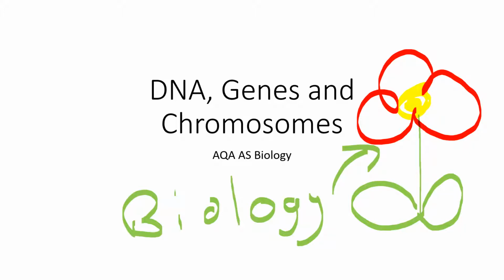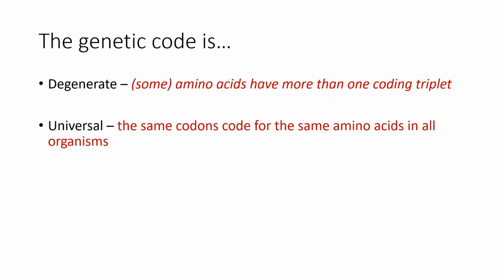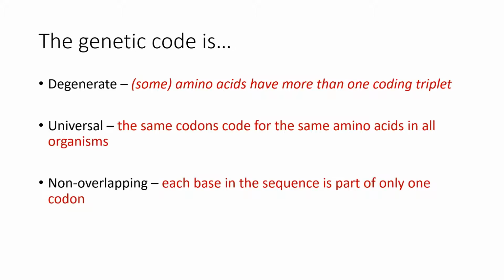Okay, so let's go. This first part of the topic has a ton of definitions in it, which is a pain in the butt, but we have to learn them, so might as well. The genetic code is degenerate, universal and non-overlapping. It's degenerate because some of the amino acids have more than one coding triplet. I say some because not all of them do, some of them only have one. It's worth putting in just in case the examiner tries to pick you up on it.